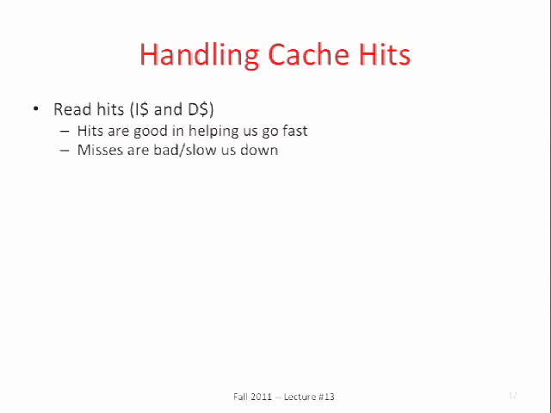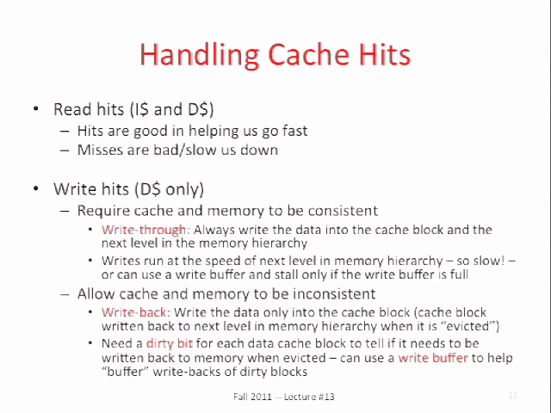So write hits only happen to the data cache. And basically, you have these two choices. The write through, which is the eager approach, which says I'm going to write it out directly, either to memory, which is going to take me a while, or to a write buffer. Or I'm going to use this write back approach, which says, I'll just set the dirty bit and make sure when I replace that entry, I do the write then.